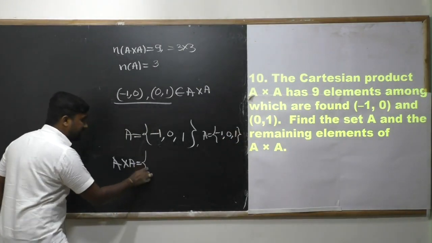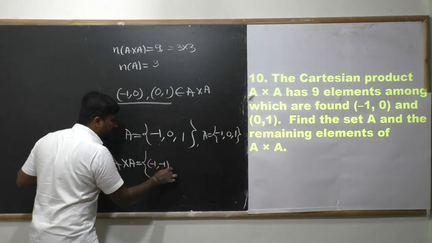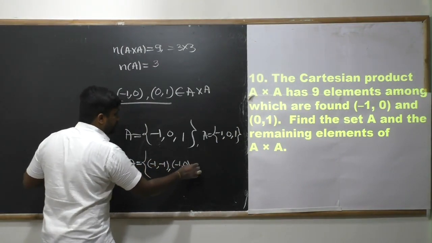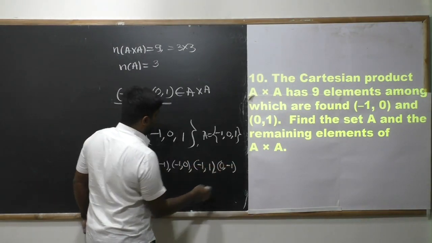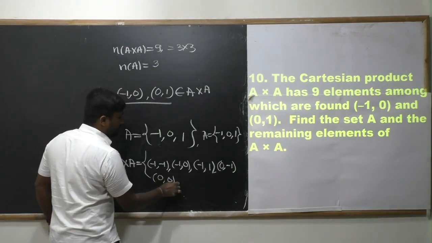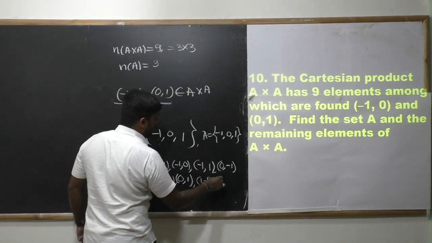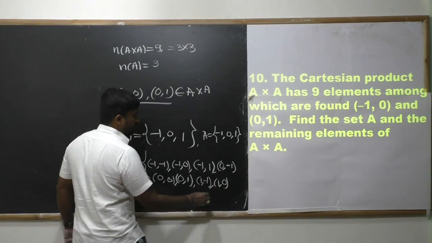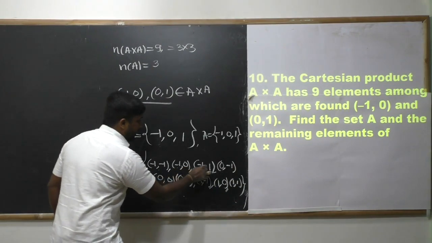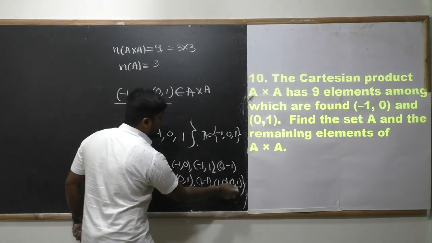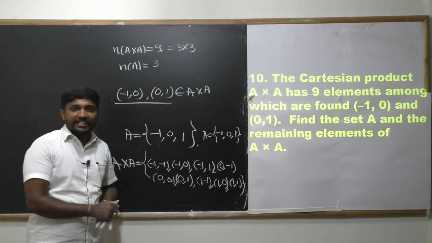Now what are the elements of set A cross A? Please list out. Ordered pair minus 1 comma minus 1, minus 1 comma 0, minus 1 comma 1. Next, 0 comma minus 1, 0 comma 0, 0 comma 1. Next, 1 comma minus 1, 1 comma 0 and 1 comma 1. How many elements have we written? 1, 2, 3, 4, 5, 6, 7, 8, 9. These are the elements of A cross A. All the 9 elements are included.